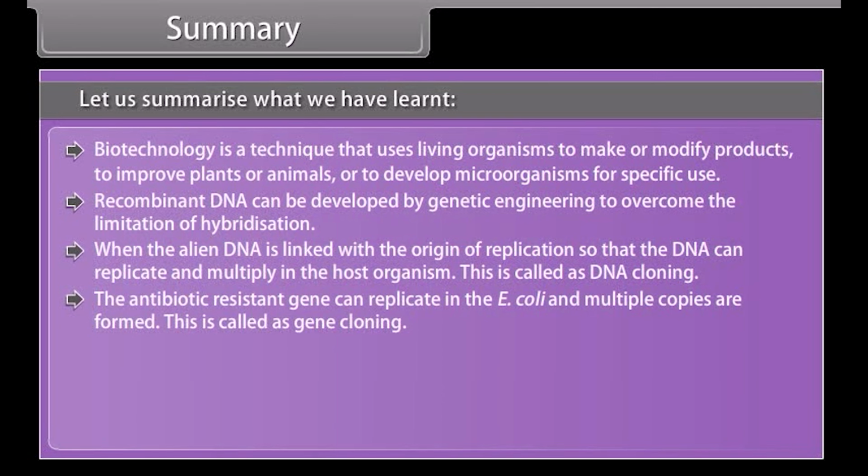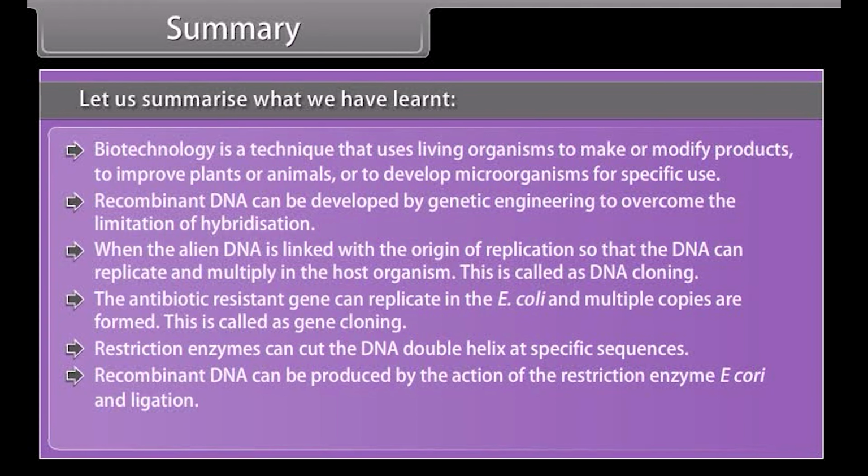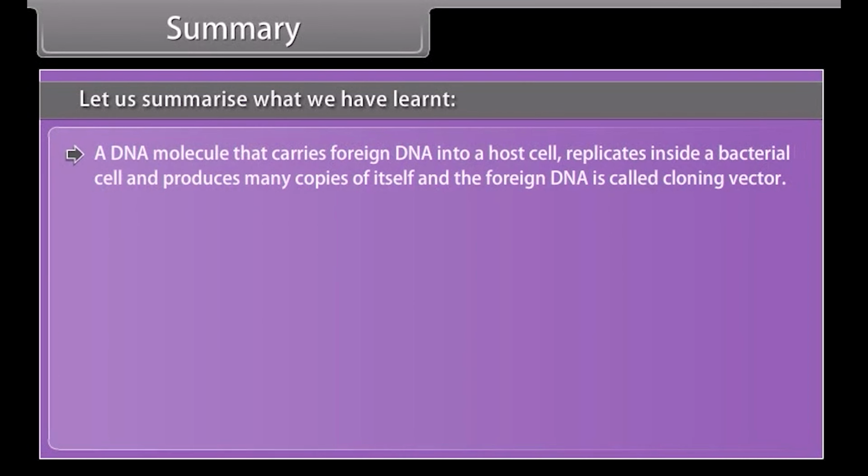The antibiotic-resistant gene can replicate in the E. coli and multiple copies are formed. This is called gene cloning. Restriction enzymes can cut the DNA double helix at specific sequences. Recombinant DNA can be produced by the action of the restriction enzyme, E. coli and ligation. Gel electrophoresis is used to separate DNA fragments. A DNA molecule that carries foreign DNA into a host cell, replicates inside a bacterial cell and produces many copies of itself, and the foreign DNA is called cloning vector.